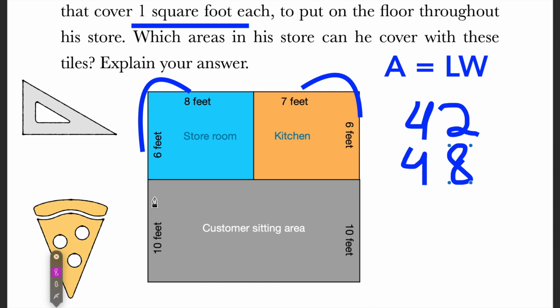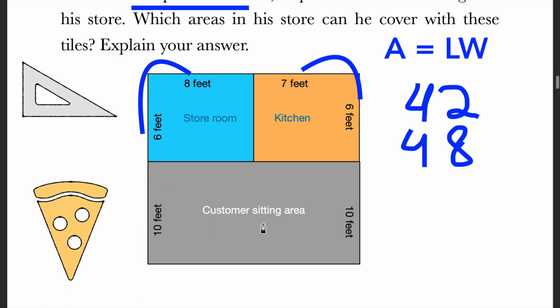Now we have to figure out the square footage of the sitting area where the customers eat. Well, we know it's 10 feet long, but how wide is it? Because we don't have a number here. Well, the width of the sitting area is the same as these two areas put together, the storeroom plus the kitchen, because we can see this is one kind of big square here, almost a square.